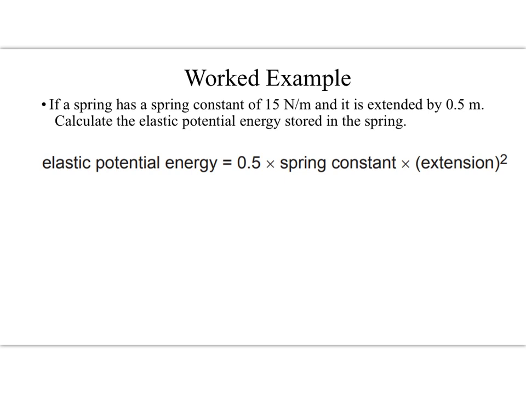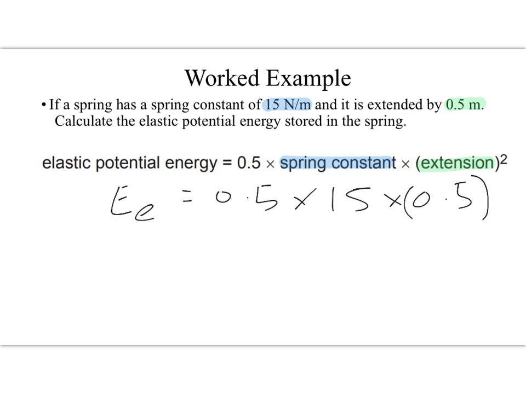The first thing you do is you're going to highlight what you've got in the question. So I've got 15 newtons per metre, so that's my spring constant. And I've also got 0.5 metres, which is my extension. And now what I'm going to do is I'm just going to put those numbers into the equation. So I would write that my Ee is equal to 0.5 multiplied by 15 multiplied by 0.5. Now I must remember to square my extension, so I'm just going to put that in brackets, put a squared term around there.